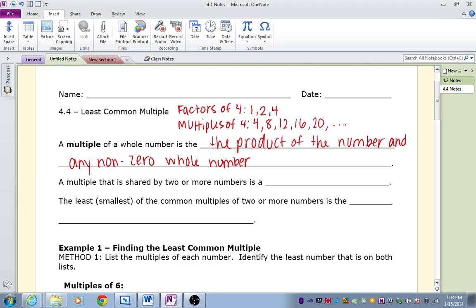Okay, notice I put the ellipsis. That means it goes on and on forever. There's actually an infinite number of multiples, whereas with factors, there's always a finite amount. Okay, so let's jump back down here to our notes. A multiple that is shared by 2 or more numbers is a common multiple. And the least or smallest of the common multiples of 2 or more numbers is the least common multiple. And we abbreviate this as LCM.